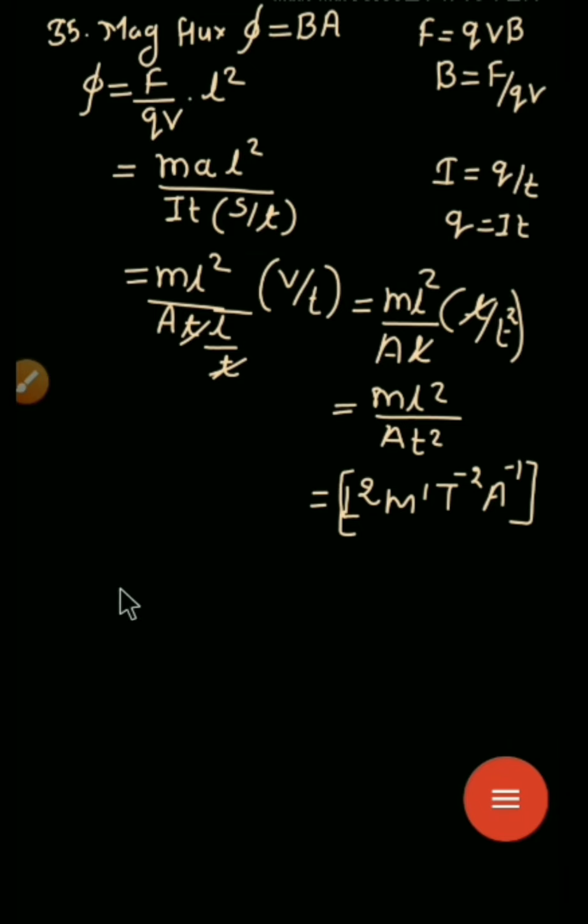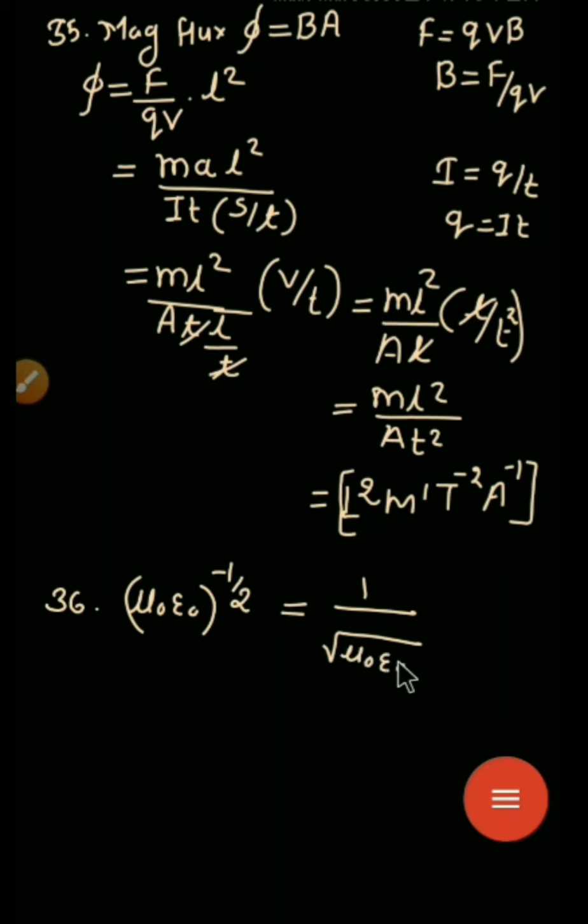The next physical quantity we'll take, it was a NEET question. Find out the dimension of mu naught epsilon naught raised to power minus 1 by 2. So this thing can be written as 1 upon square root of mu naught epsilon naught. And we know this is the formula of what? Velocity of light, c. So c is what? It's a velocity. So the dimension of velocity is what? Velocity is nothing but displacement upon time.